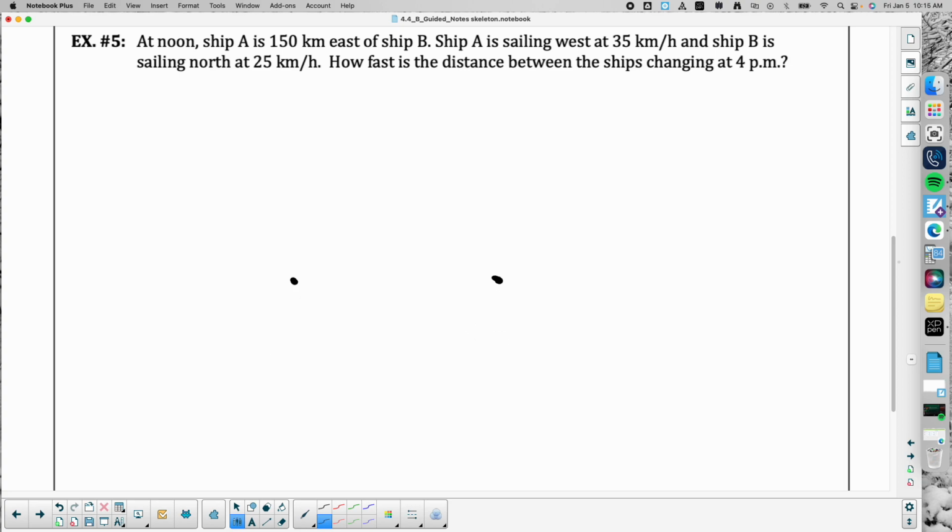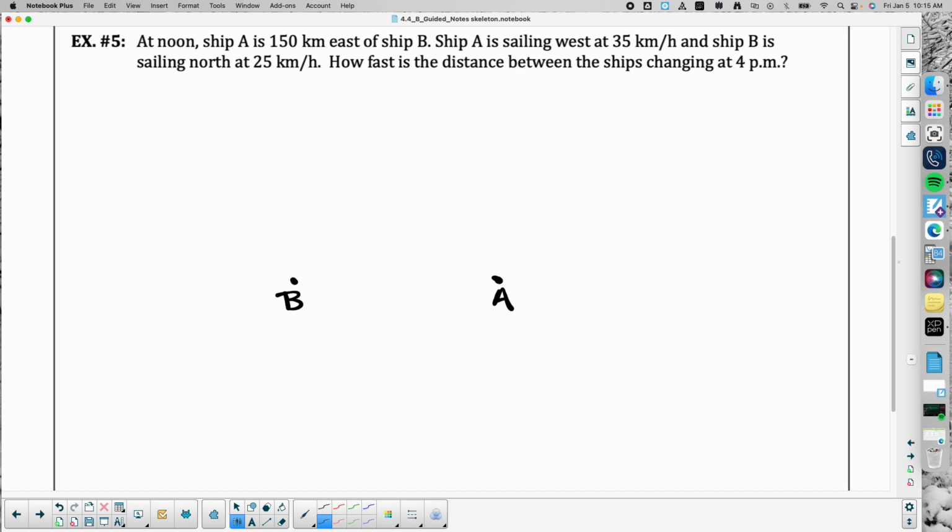It is so hard to write and talk at the same time. You would think after teaching for a long time I'd have that skill down. Ship A is to the right of ship B. I said it correctly, I wrote it backwards.